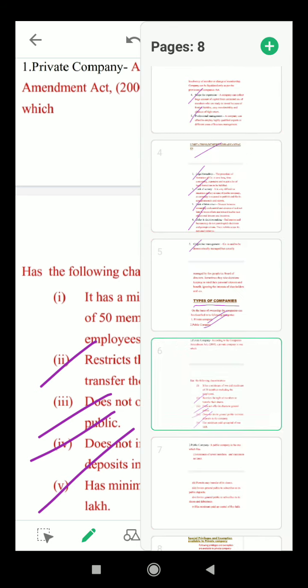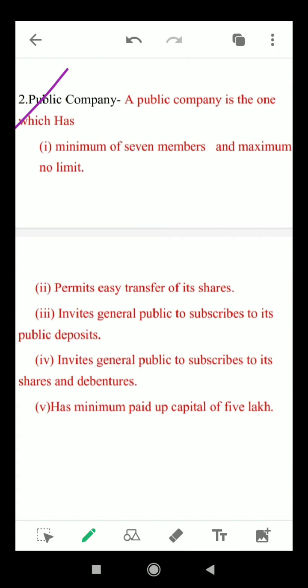Okay. The next is public company. A public company is one which has a minimum of 7 members and maximum no limit. To form a public company there should be a minimum of 7 members and the maximum is unlimited. The number 2 is it permits easy transfer of shares. Public companies easily permit the transfer of their shares.